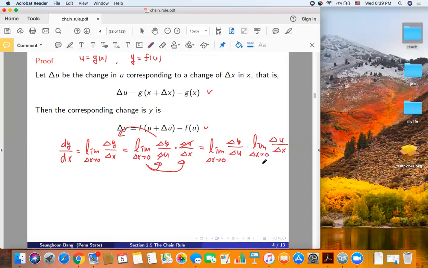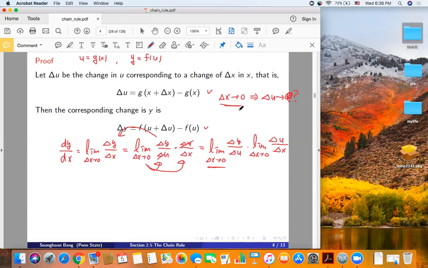The next one, here, the delta x approaches 0. So my question is, what happens to delta u? What do you think? As delta x approaches 0, what happens to delta u? Do you have any idea? As delta x approaches 0, it gets closer to some value, right? What is that value?